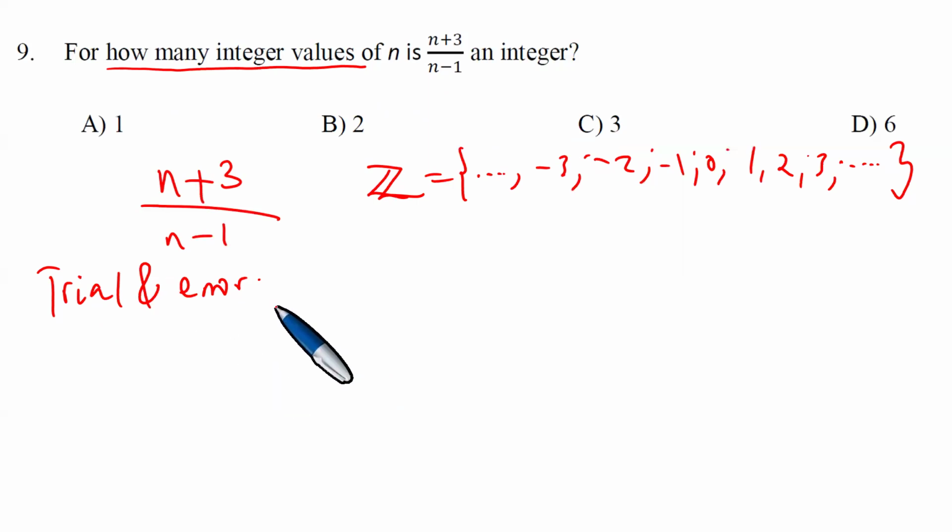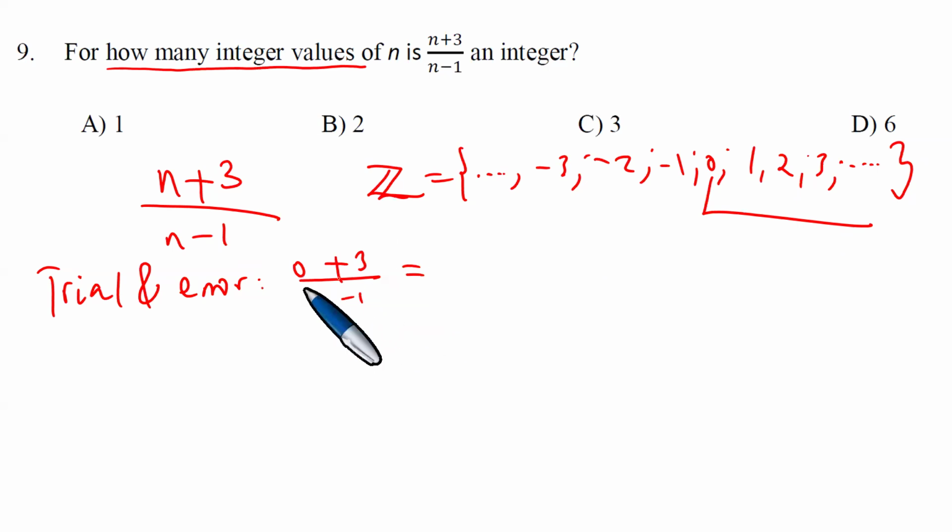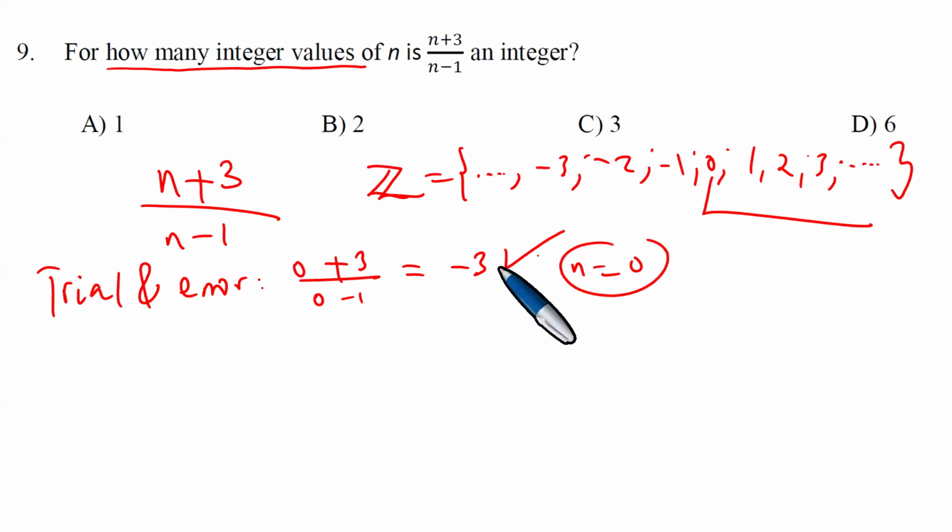Simultaneous equations. Yes, you can do simultaneous equations and stuff. But how many integer values? So it can be one of these, but how many integer values of n? So in other words, you can put an integer. Let's try and put 0, n equals 0. I'm starting here going that way, and then you can go in the reverse. So let's see. This one is 0 plus 3, which is 3 divided by minus 1, which is minus 3, an integer. So n equals 0 works because it's giving us an integer.